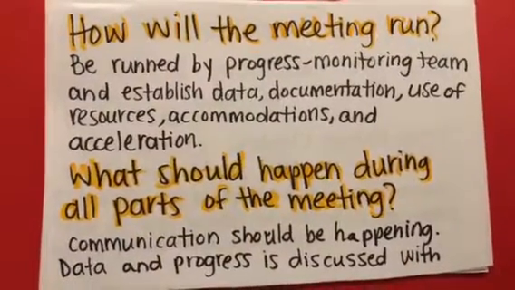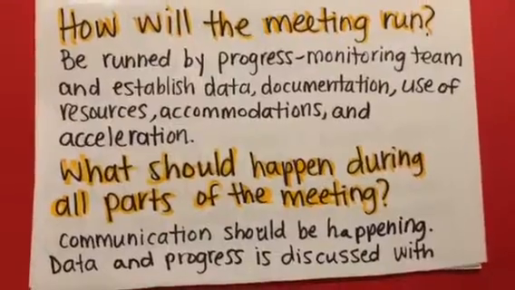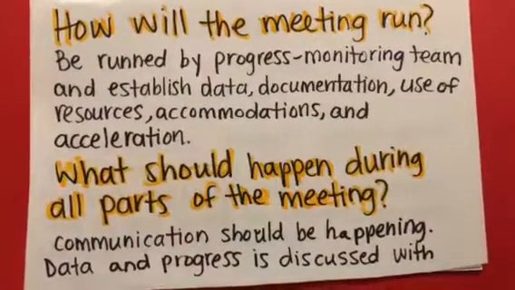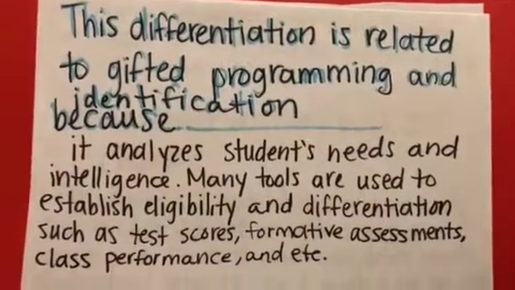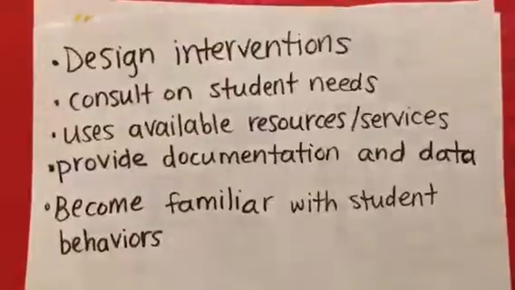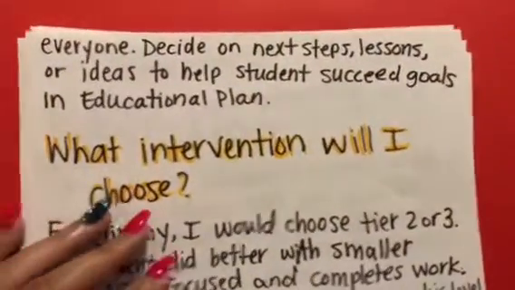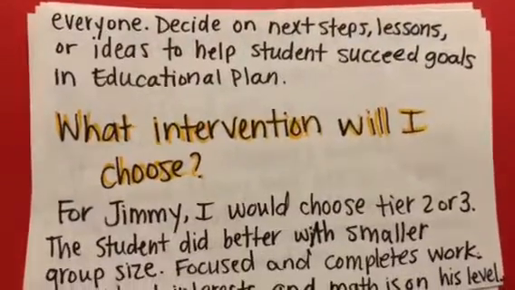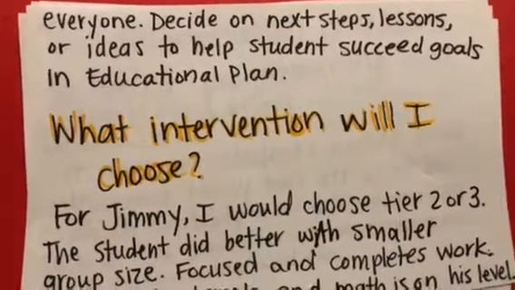What should happen during all parts of the meeting? Well, communication should be happening. There should be data and progress, and that is discussed with everyone. So then after that, we decide on the next steps, the lessons or ideas to help students exceed goals in the educational plan of a student.